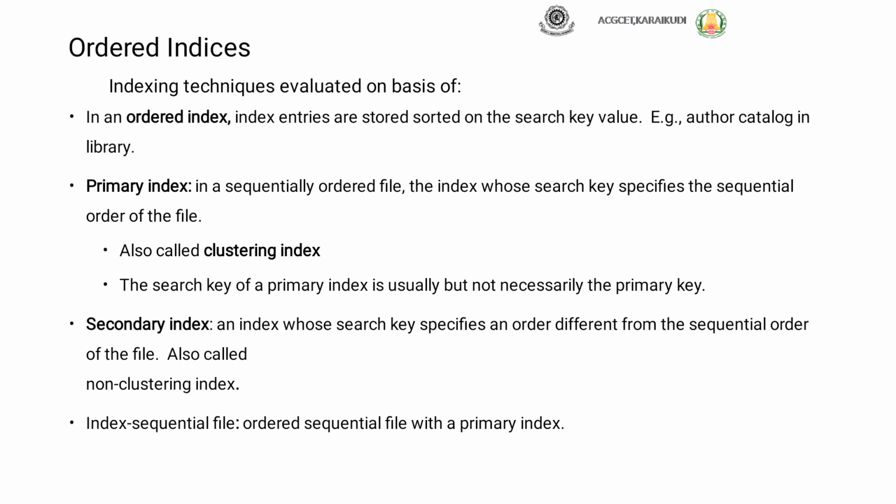If the file containing the records is in sequential order, a primary index is an index whose search key also defines the sequential order of the file. Primary indices are also called clustering indices. The search key of the primary index is usually the primary key. Indices whose search key specifies an order different from the sequential order of the file are called secondary indices or non-clustering indices. A file with a primary index on the search key is called an index sequential file.